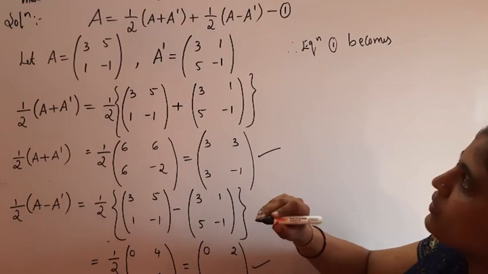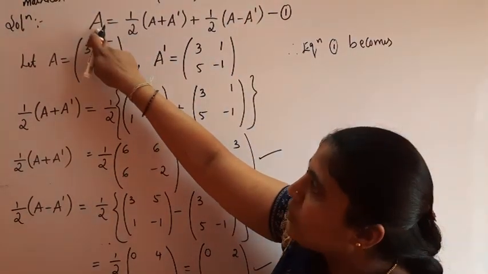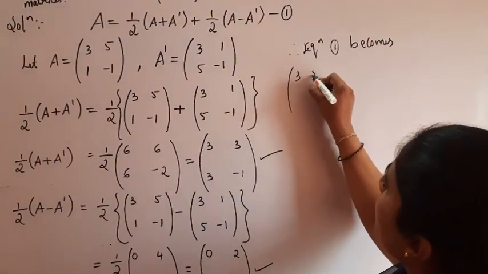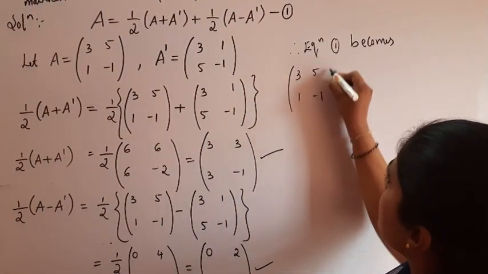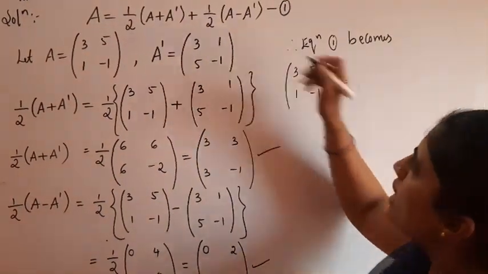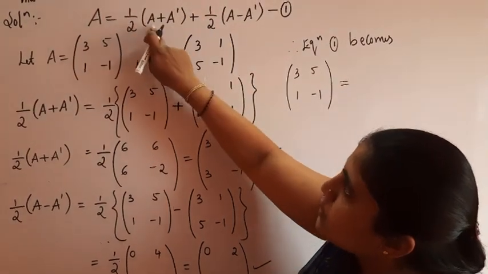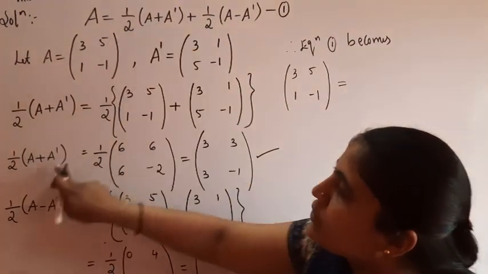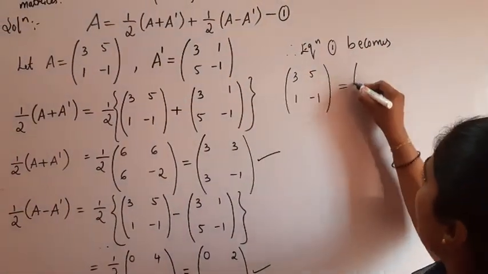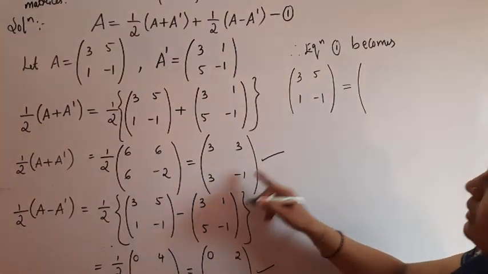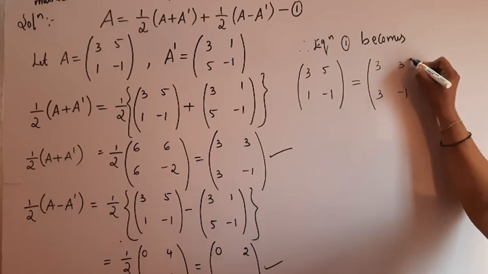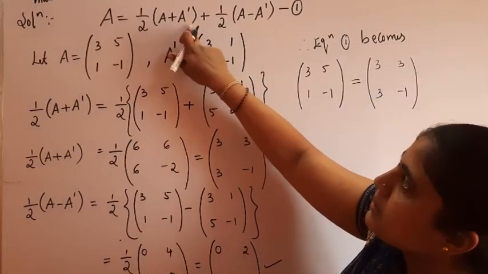Okay. What is the equation 1? So on the left side we have A. What does A mean? Matrix A is 3, 5, 1, minus 1. Okay. So which is equal to first term is 1 by 2 into A plus A dash. So we have to find that value. 1 by 2 into A plus A dash is that matrix 3, 3, 3, minus 1. Okay. So this is the first term I have substituted.